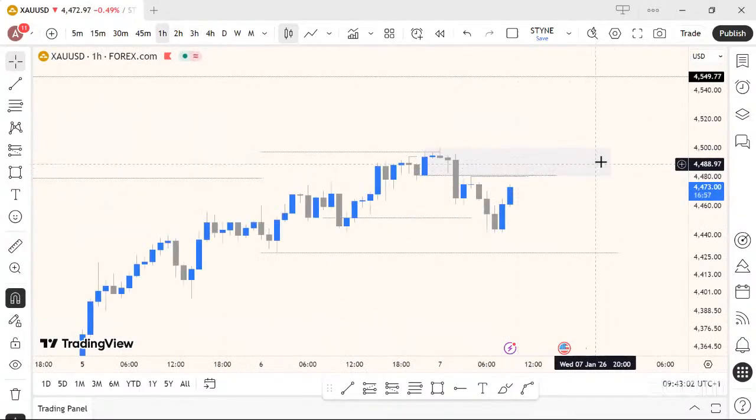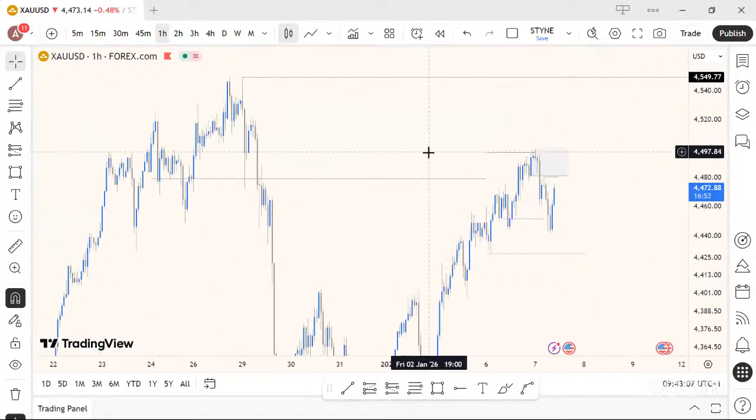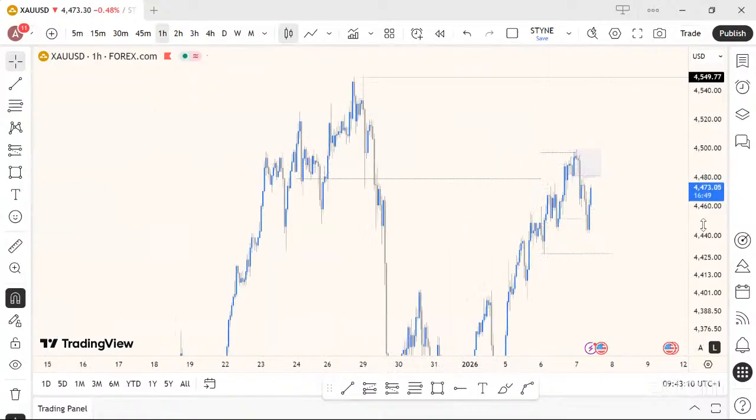So for now, I'm seeing this area, and this area is looking very interesting for me. When gold goes inside there, I'm going to see if I can get a sell from this place, but it's going to be a short-term sell.